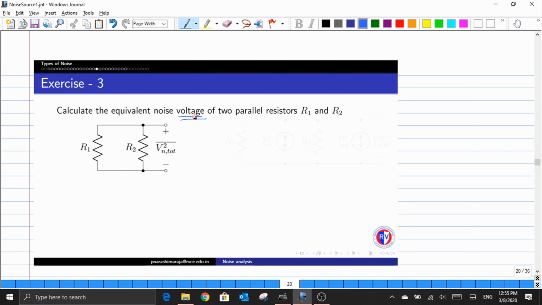So as a first step, we have to kill the input signal source here. Now, as the given circuit doesn't have any input source, we can skip step number 1.